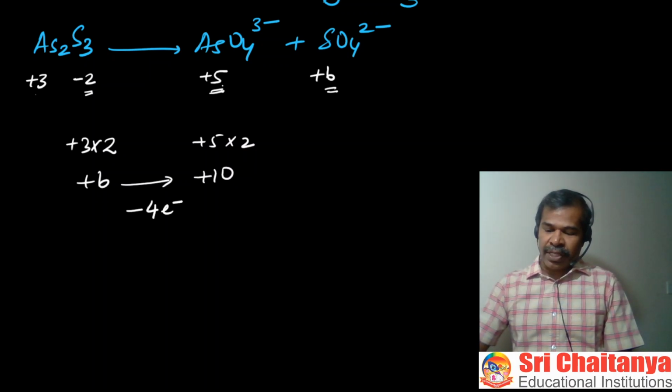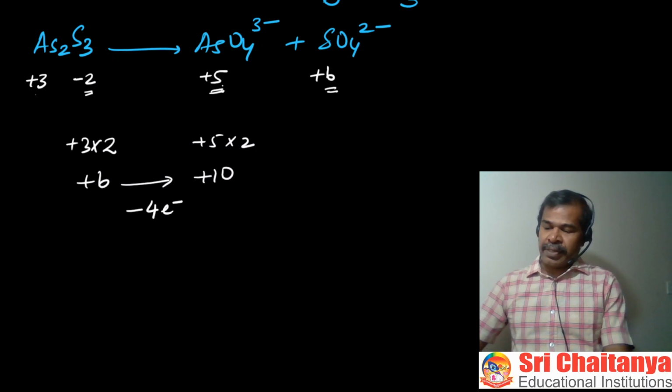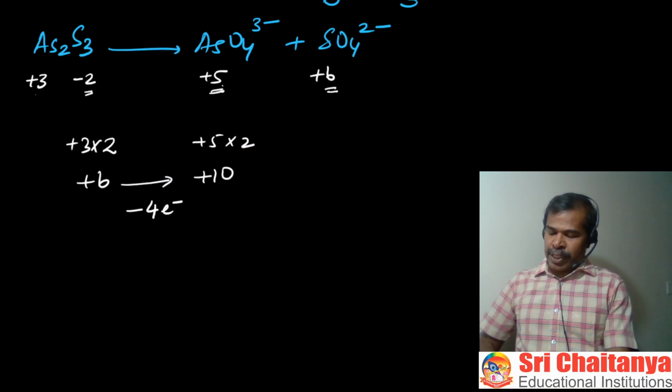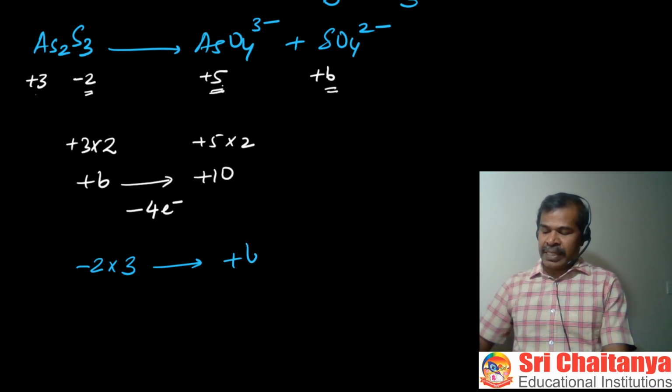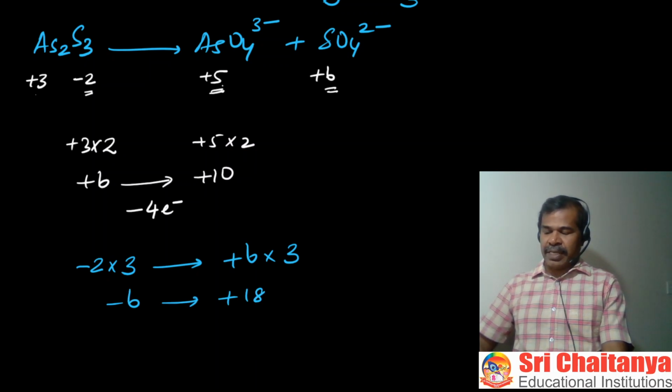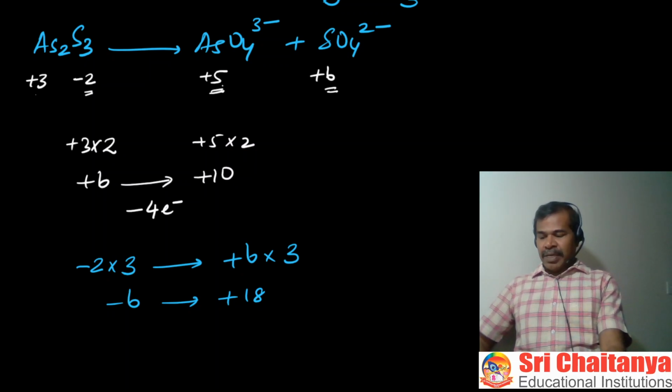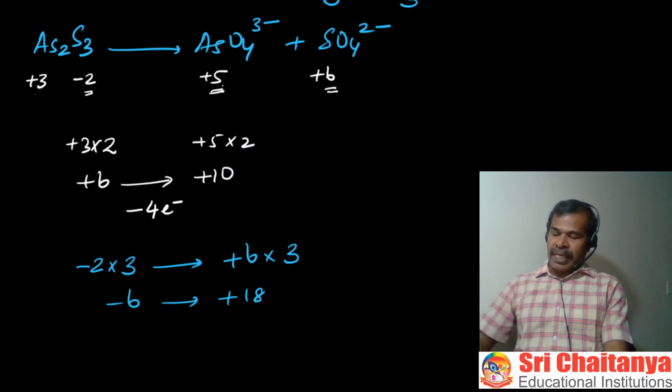Let's see for the other one, that is sulfur. Sulfur is in minus 2 oxidation state. Minus 2 into 3 sulfur atoms, which is changing to plus 6 on the right side. And as there are 3 sulfur here, we need to consider 3 sulfur on the right side as well. So it is minus 6 changing to plus 18. So the total number of electrons transferred is, I think you know, 24 electrons.